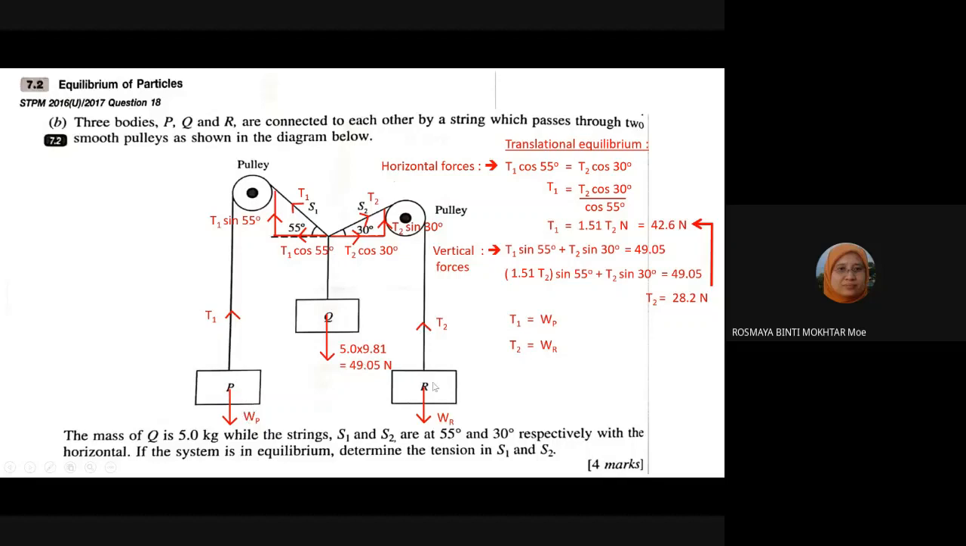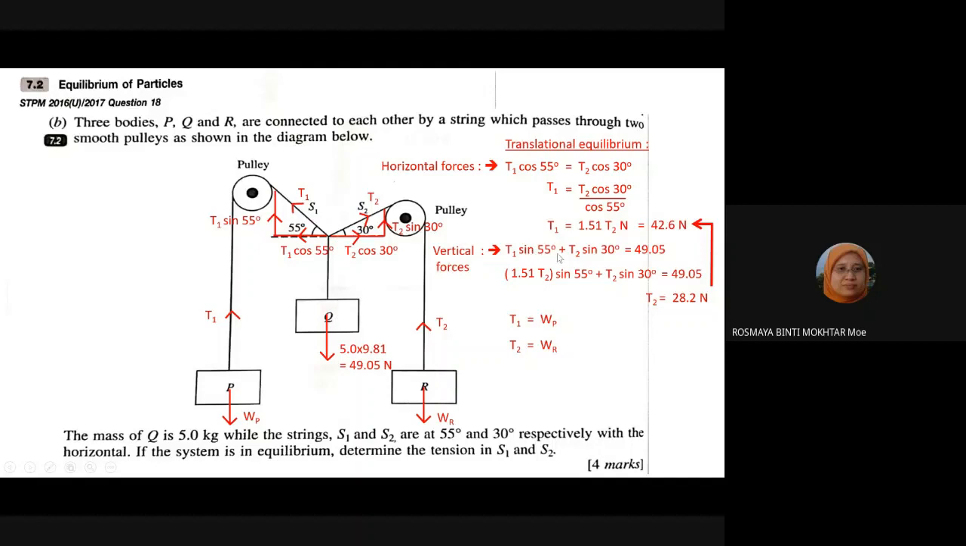For R, T2 equals to weight of R. But we don't use this because the question didn't ask for weight of P. If the question asks for the weight of P, it will equal to T1. And if the question asks weight of R, it equals to T2. So we don't bother about R and P, we just refer to the Q.